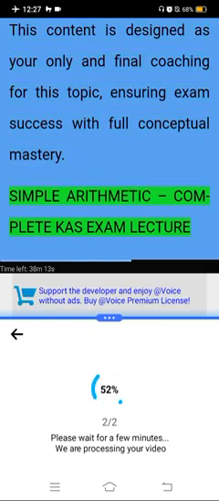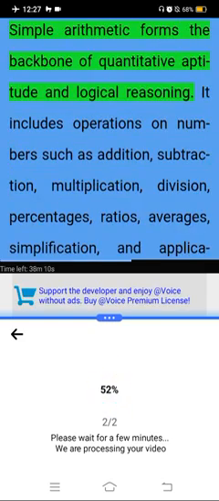Simple arithmetic, complete CAS exam lecture. Simple arithmetic forms the backbone of quantitative aptitude and logic learning.